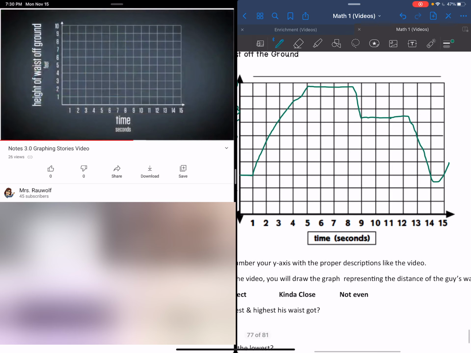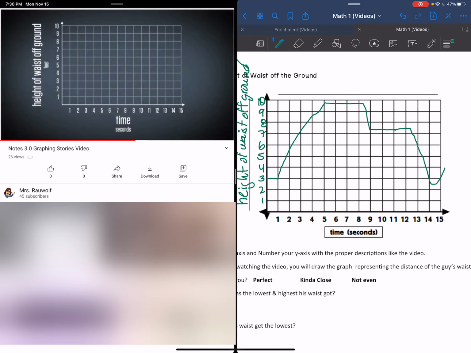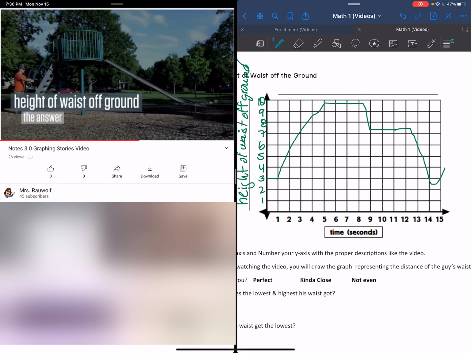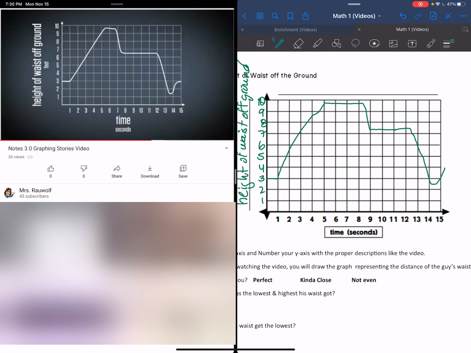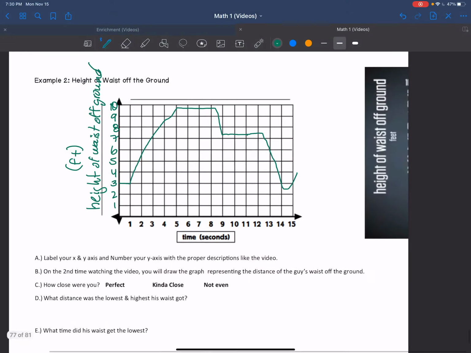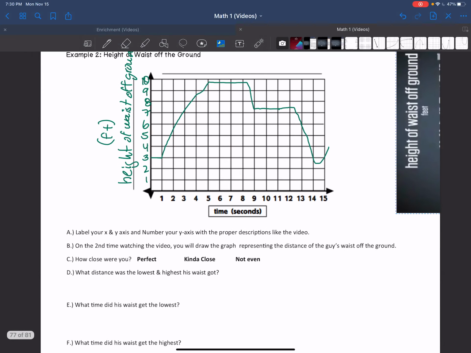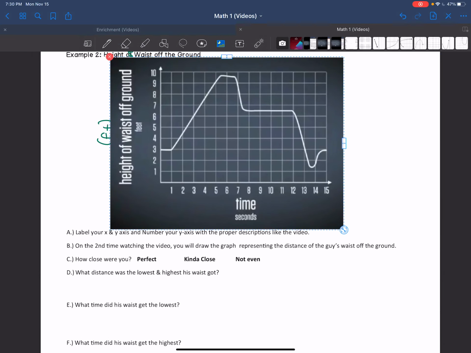All right, so you see my graph. Maybe yours is somewhat similar, but now they're going to give us the answer. So let's look at what the answer is. All right, so mine was pretty close. But let's use the actual answer to work off our problems, okay? So mine was kind of close.